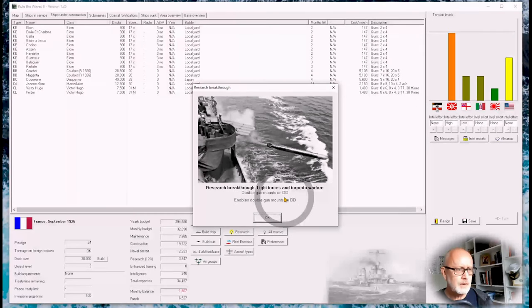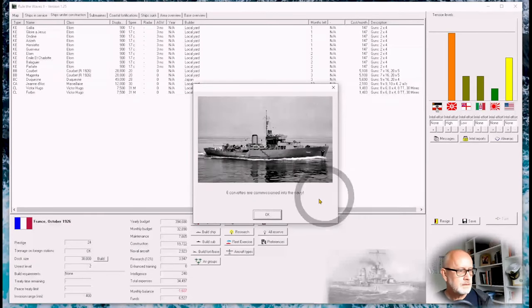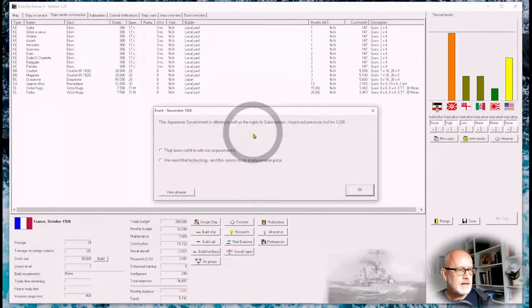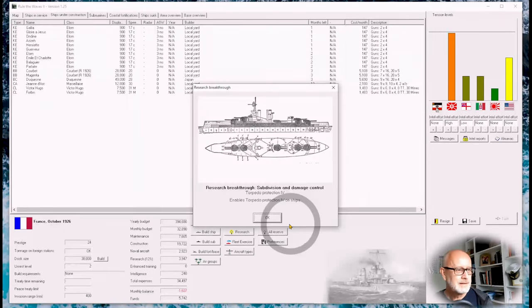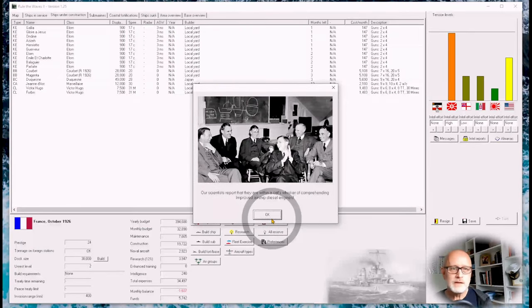Double gun mounts on destroyers. Excellent. Liking that too. And into November, six corvettes. So these are the minesweeper ASW ones. Offering to sell us? No. Afraid not. And torpedo protection 4. That's an excellent one for 1926 as well. And AP projectiles. This has been a good year for techs.